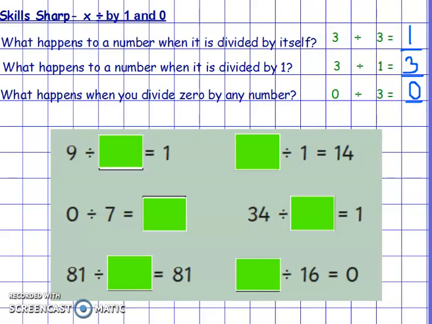I wonder if you can have a go at these calculations in your book, remembering these 3 rules. When you divide a number by itself, the answer is always 1. When you divide a number by 1, the answer is always the original number. And when you divide 0 by a number, the answer is always 0. Pause the clip, see if you can have a go at these, and press play when you're ready to go through.